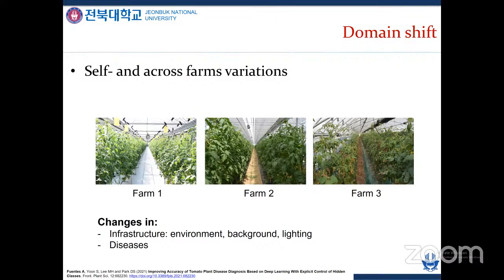In deep learning, it's very well known that once we develop a model on data from one specific farm, for example, and we want to deploy that model in another farm, somehow it could not perform as well as we expect because of those variations in the domain.